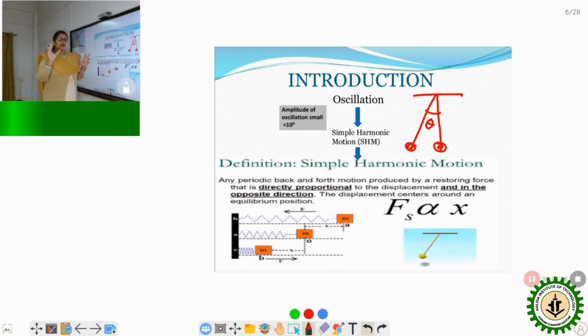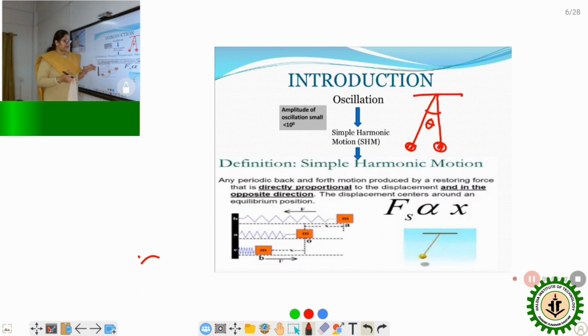Also, I will give you the definition. What is simple harmonic motion? First I read it out, then we try to understand it. It is a periodic back and forth motion produced by a restoring force that is directly proportional to the displacement and in the opposite direction. There are many terms here which are unknown to you. The first one is known, I have already discussed what back and forth motion is. Back and forth motion means the motion around its equilibrium position, which is produced by a restoring force.